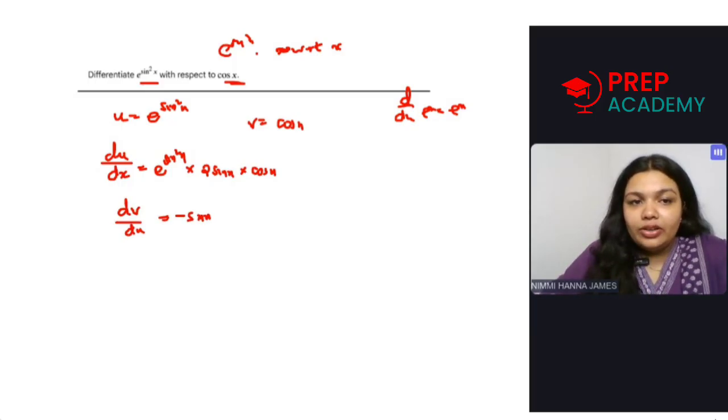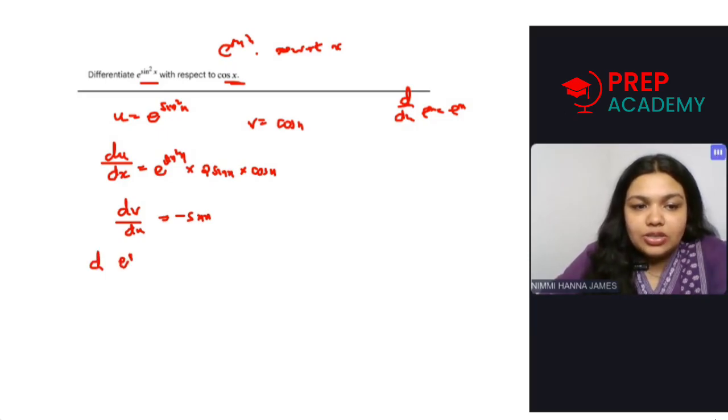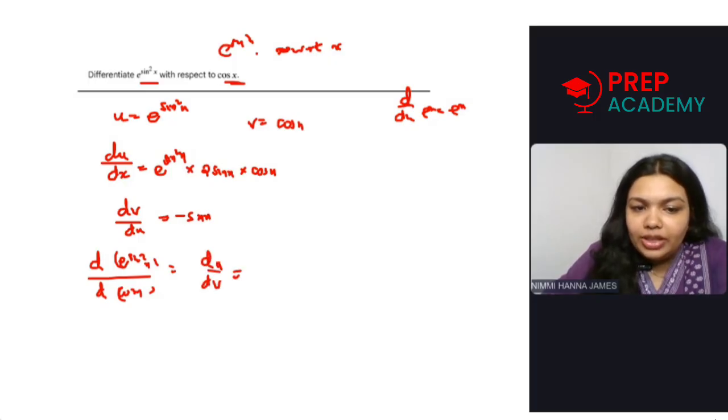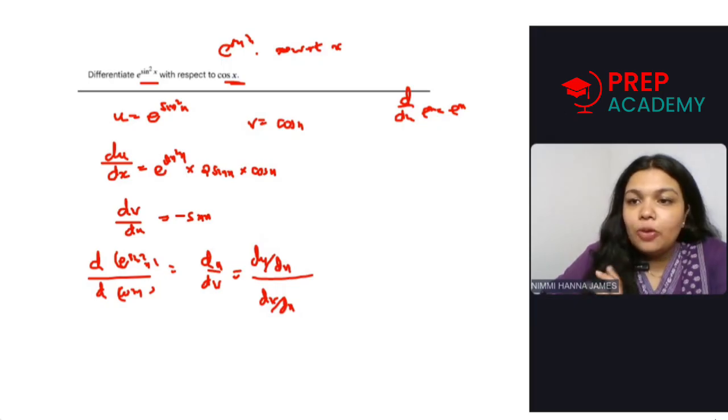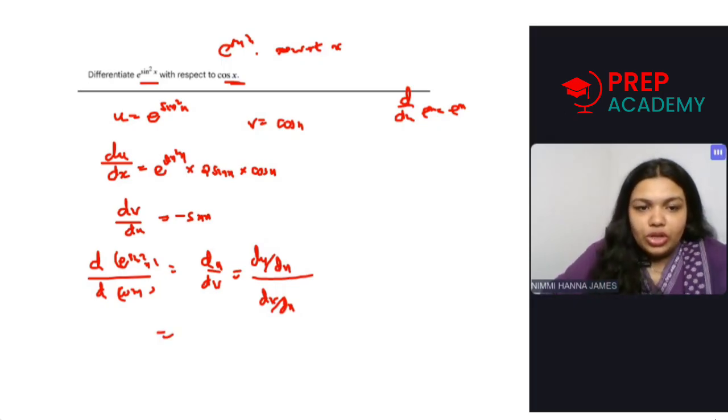Now what we wanted was to differentiate e raised to sine square x with respect to cos x, correct? This is what we wanted to do, that is du by dv. So forgetting that, we write du by dx by dv by dx. So now this is like the form where we did these parametric forms. So now we just substitute.